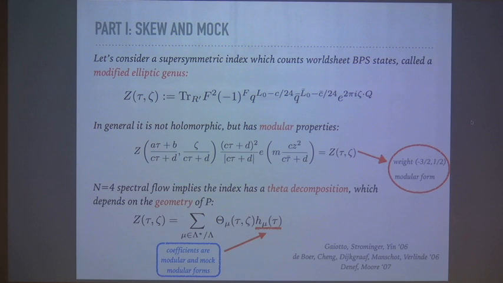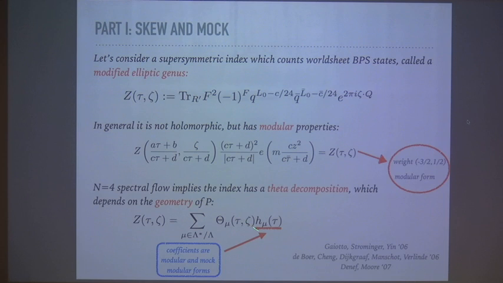And the symmetry of the N=4 superconformal algebra on the world sheet implies that this type of index has a theta decomposition. And this theta decomposition, this is a familiar Siegel-Narain type theta function, and the specifics of it depend on the geometry of the 4-cycle P. And the coefficients in this theta decomposition are modular and Mock modular forms. They're usually modular if you consider one M5 brane, but once you consider multiple M5 branes wrapped on the 4-cycle, these become Mock modular.